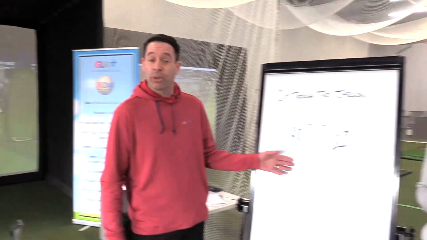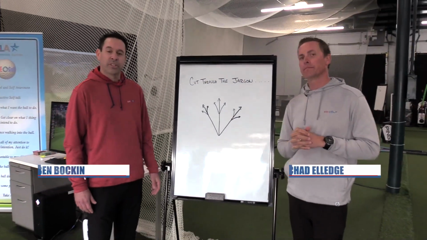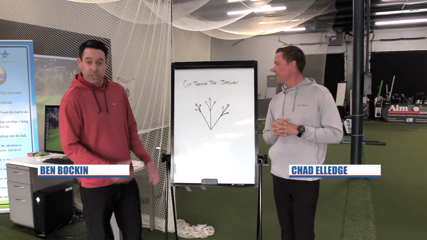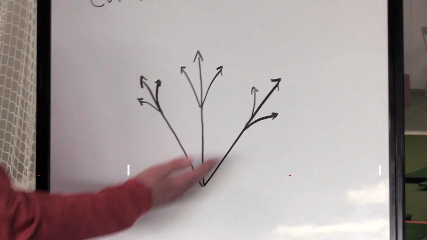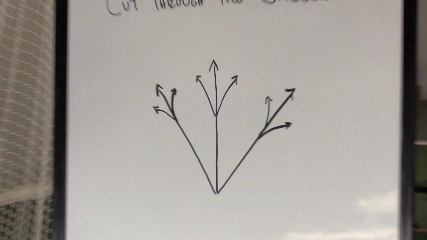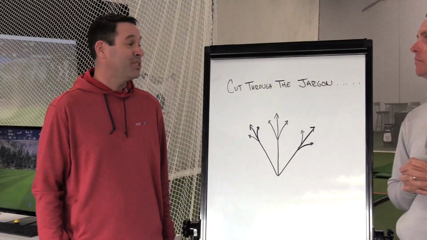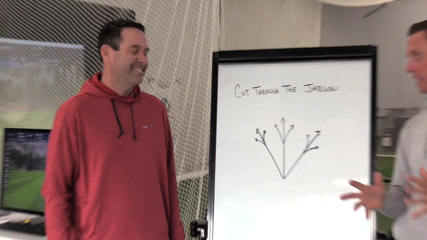So we have 9 different ball flights here, and we're actually going to go through each one of these really quick. We're going to start on the far right side of the board. I'm going to start with a ball that starts to the right and then peels to the right. We call that the push slice. Usually doesn't serve you too well when you're out playing golf. So, a push slice.